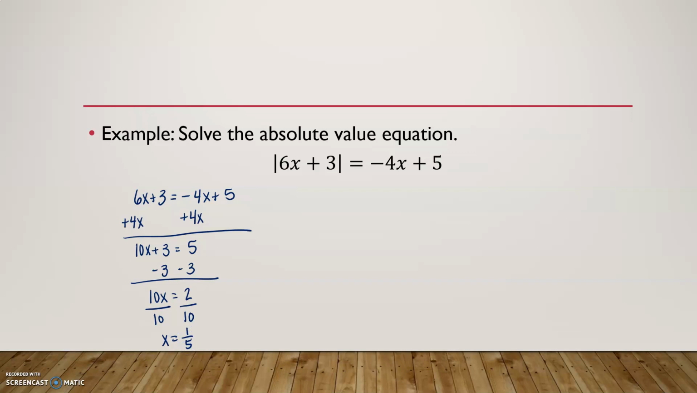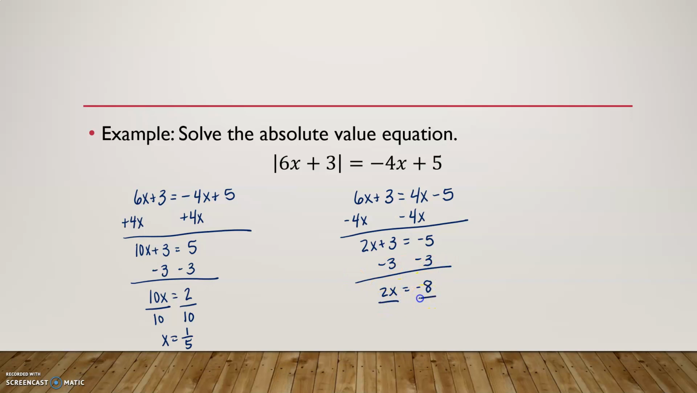But I have to write it a second time. And this time, I'm going to change the sign of everything over here. So what was in the absolute value bars is going to stay the same, but everything on the other side is going to change. So now it's going to be 4x and minus 5. I'm going to subtract 4x. So I get 2x plus 3 equals negative 5. Subtract 3, divide by 2, and x equals -4.